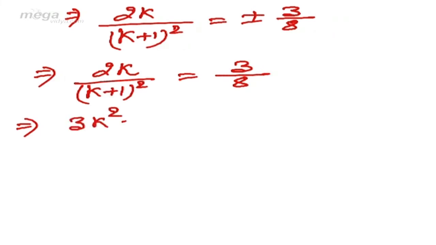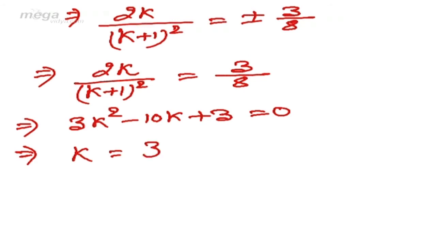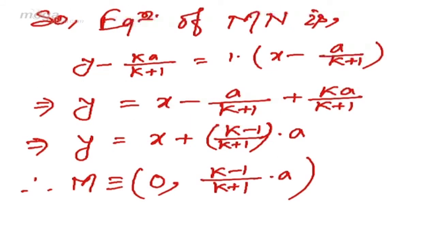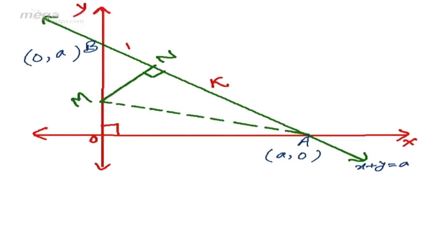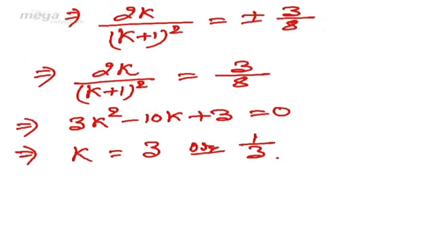So we will get, after simplifying, an equation: 3k square minus 10k plus 3 is equal to 0, and by factorization and then simplification we will get k equal to 3 or 1/3. See student, when we put k equal to 1/3, we will get this coordinate as a negative number, and hence this coordinate M will lie on this side, which means outside from the OB. So to have M lie on AB, the k should be 3.